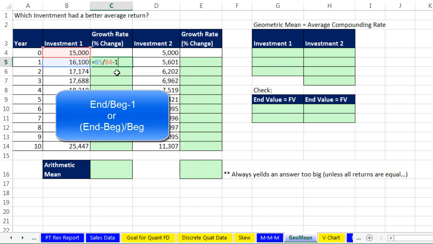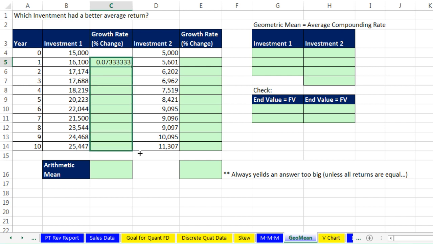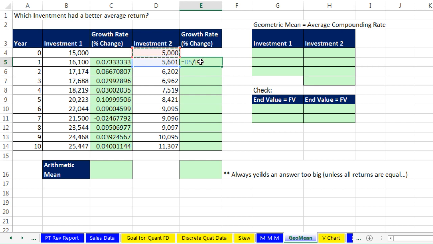Now, there's other formulas for percentage change. They will give you the same exact answer, and this formula is shorter and easier to create. So there we go. I'm going to copy it down. I go to the last cell and hit F2 just to verify. End divided by begin, subtract 1, and boom, there it is. Now we can do the same calculation over here. End divided by begin, subtract 1, Control Enter. So we have two columns of percentage changes or growth rates.